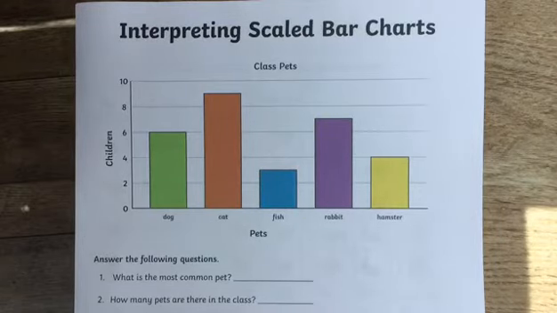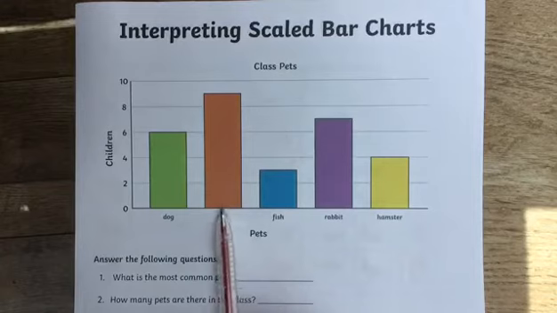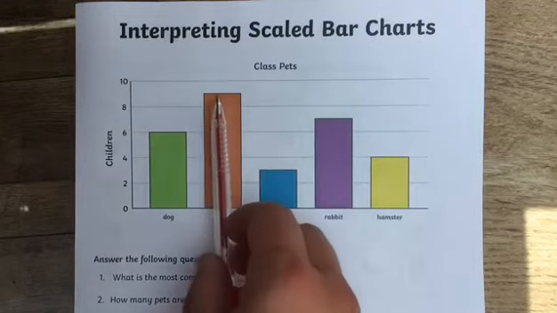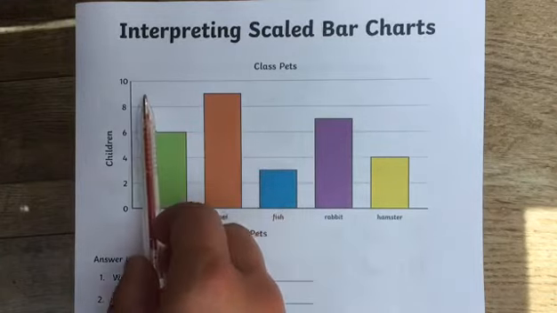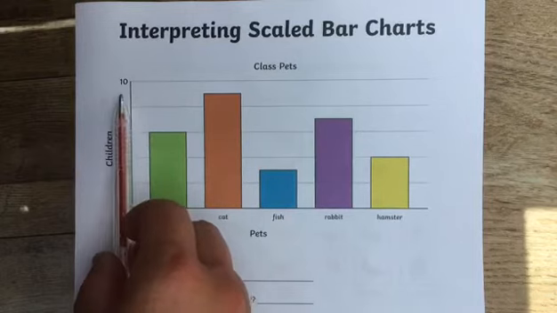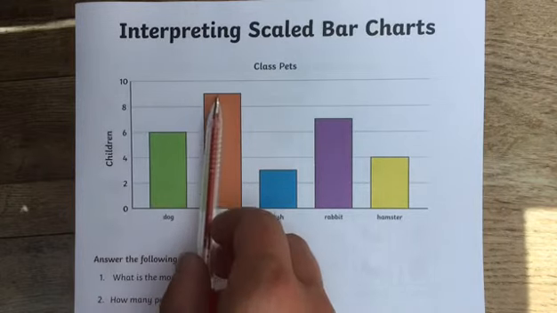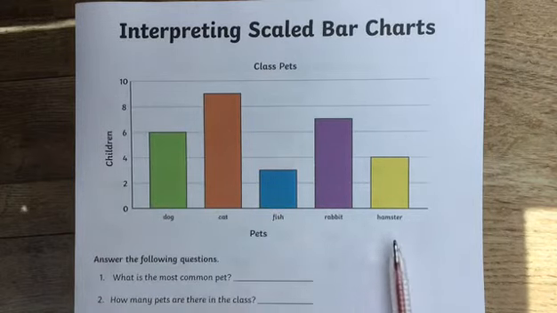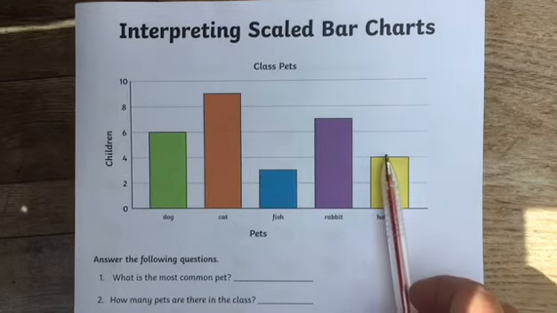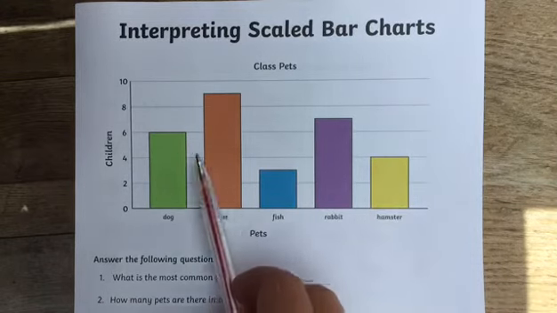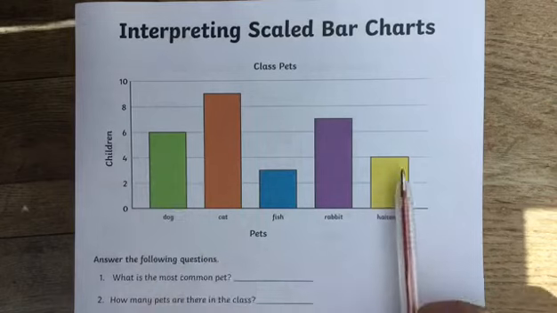Let's ask something a little bit different. How many more cats than hamsters are there? So you need to look at both. First of all, how many cats are there? Here we are. Can you see that there are 9 cats? How many hamsters? Well, this goes up to the second line, which means we have 4 hamsters.